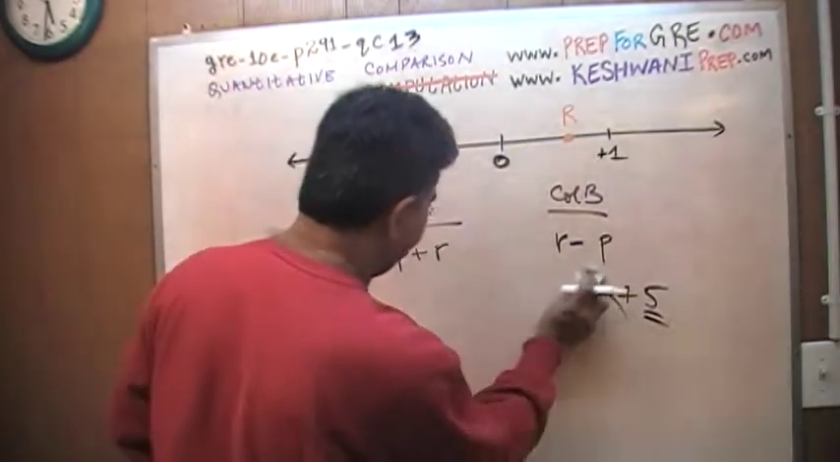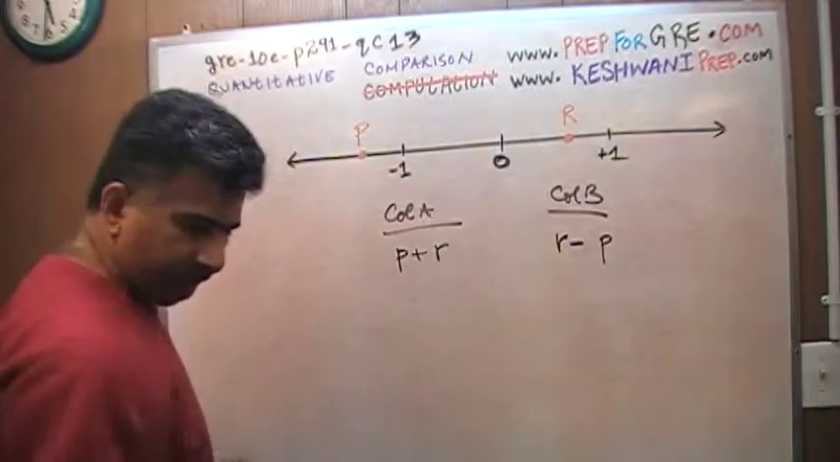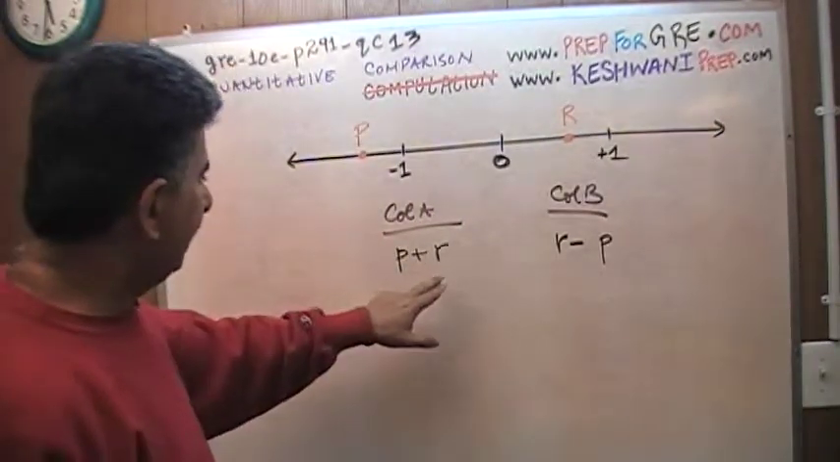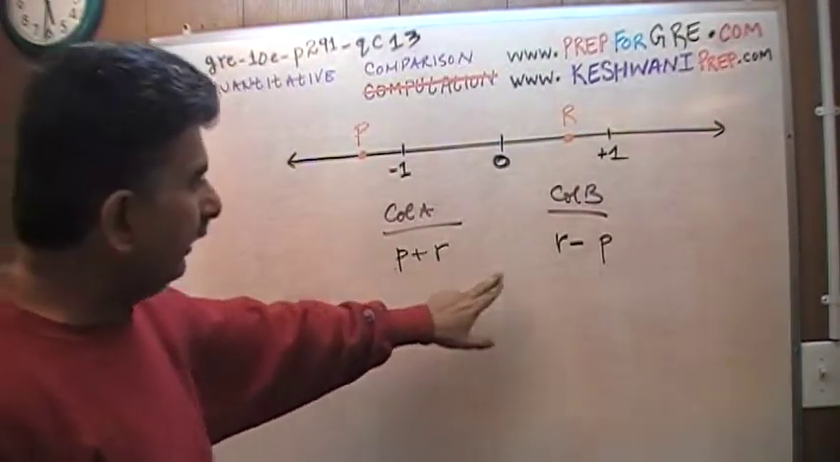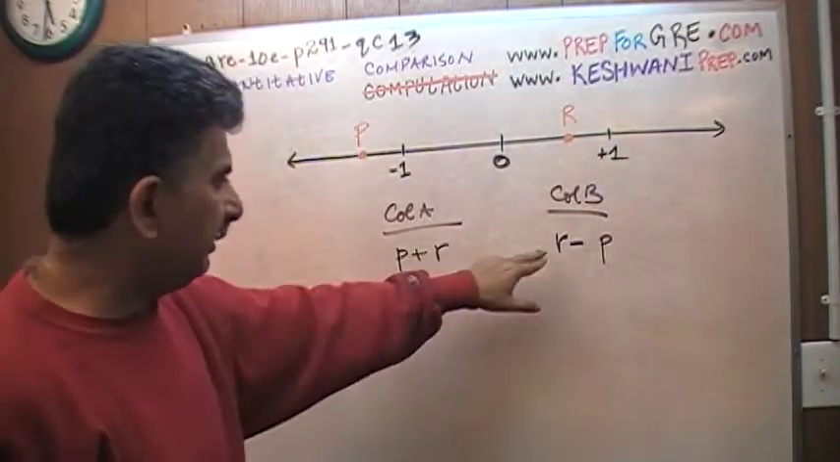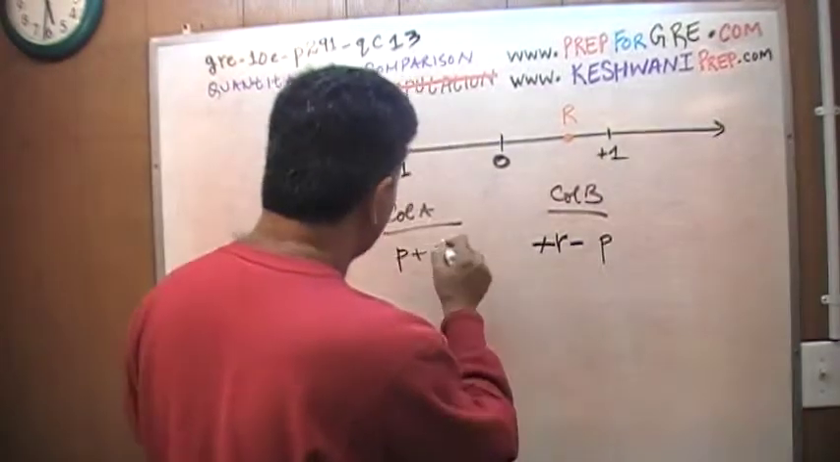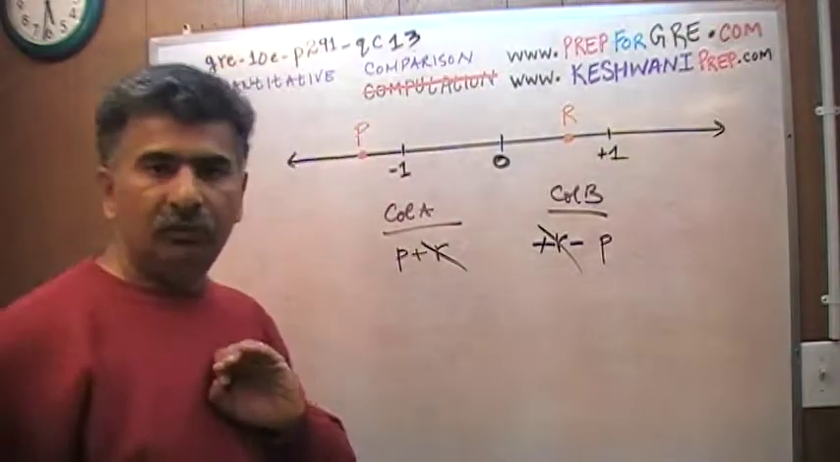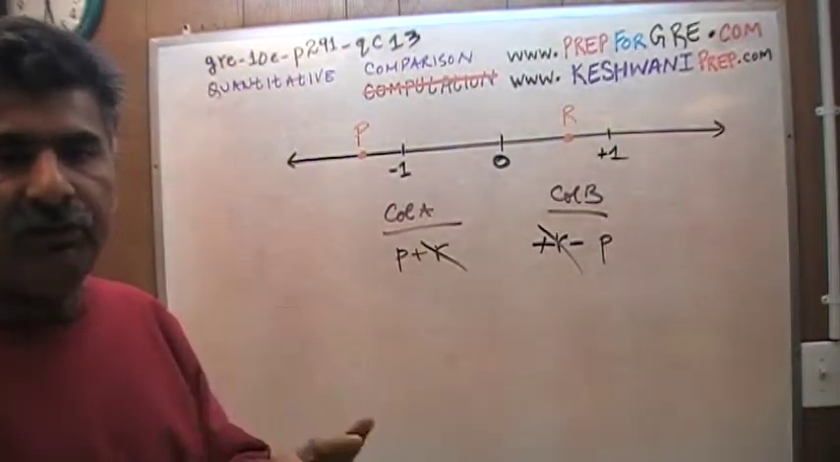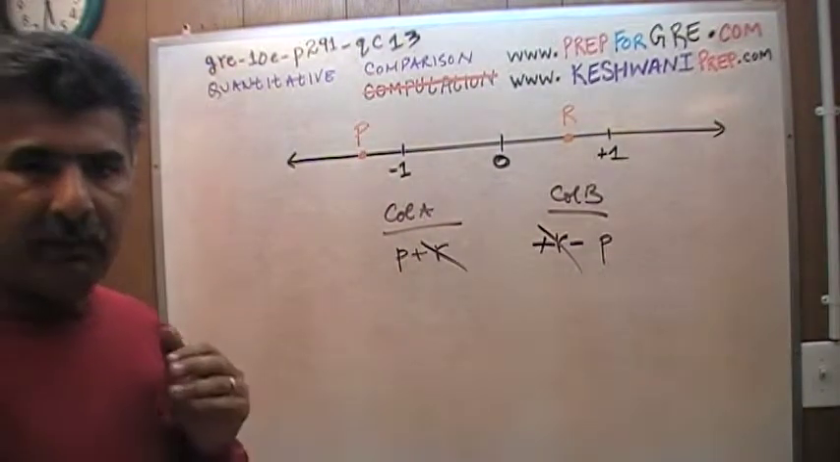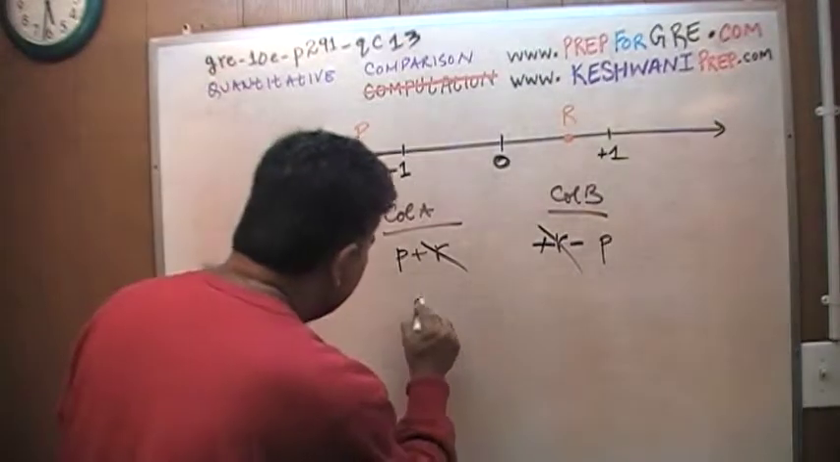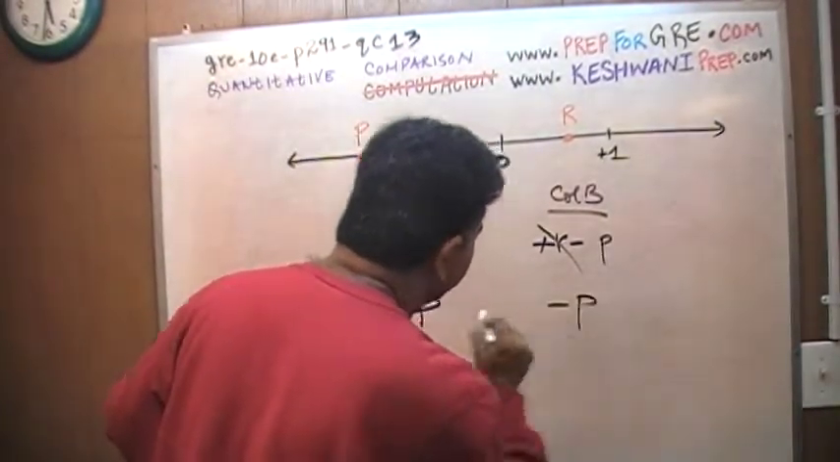Okay, pay attention. I see an R and an R. You see a positive R and a positive R right here? I'm going to cross it out. That R plays no role whatsoever. It is there just to annoy you. So basically what they want you to compare is P versus negative P.